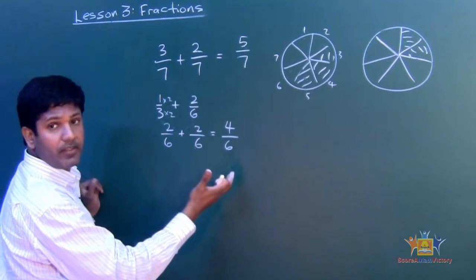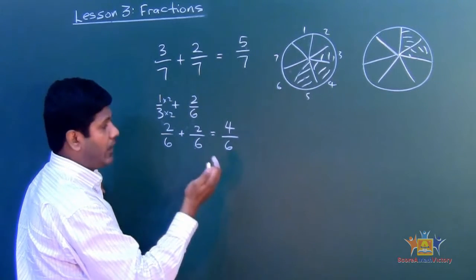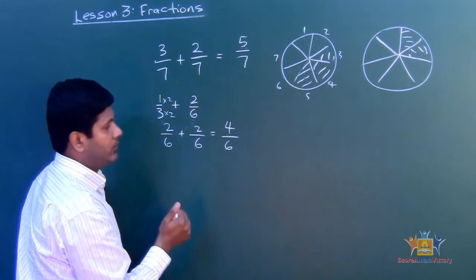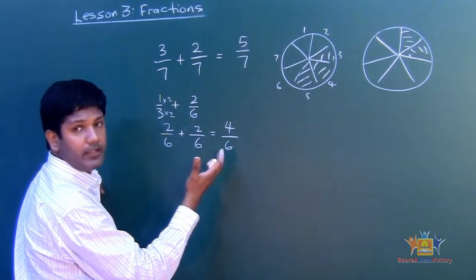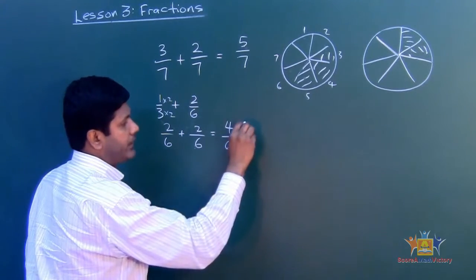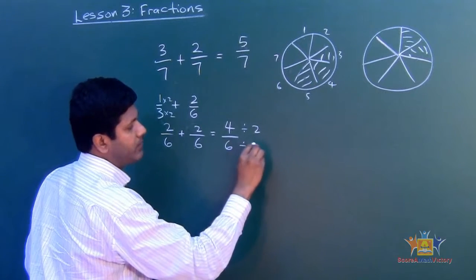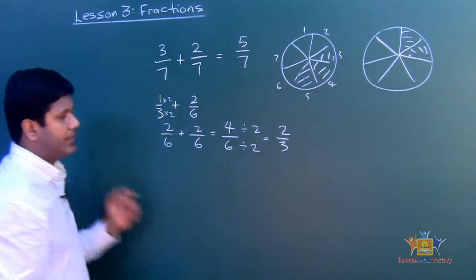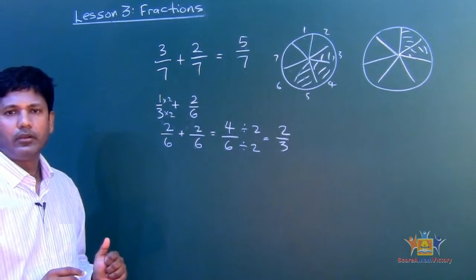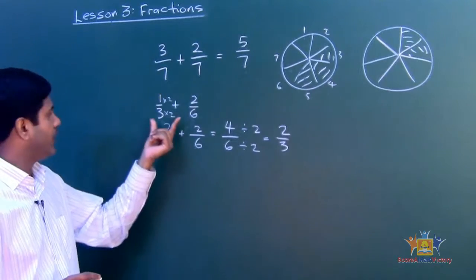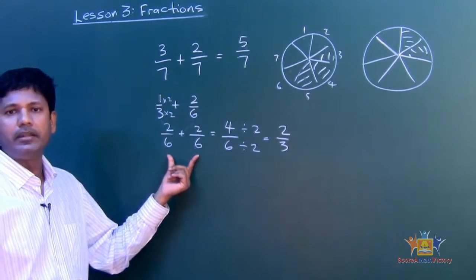Now, can I simplify this? Definitely I can. Because why? 4 and 6 can be divided by 2. I can divide 4 by 2. I can divide 6 by 2. That gives me 2 over 3. That's my final answer. Okay, so very important. The denominator has to be the same. If they are not, find the common denominator.